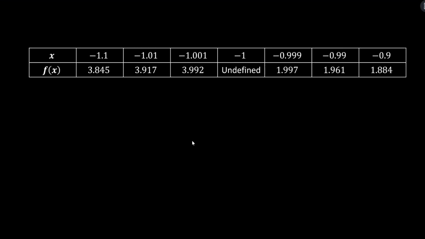Let's look at another example in a table. This time I have it all filled in. This is a function represented in table form. Let's look at the left-hand limit, the limit from the left as x approaches -1. And let's look at the limit from the right as x approaches -1.